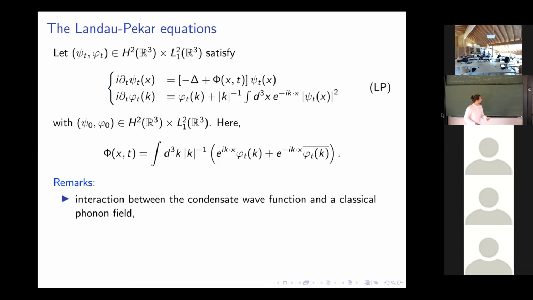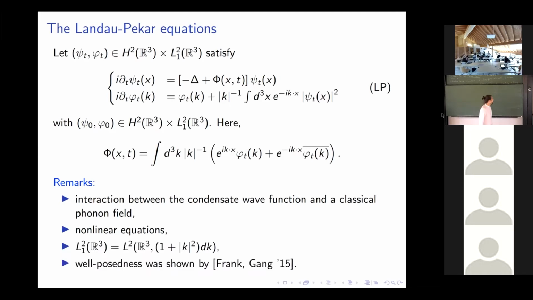So we see that the condensate wave function interacts with the classical field, and the classical field has as a source term the density of the condensate wave function. So this is a nonlinear equation. However, I would like to point out that in the scaling here, we don't have this factor of alpha squared here, like in the strong coupling limit. And therefore, these equations don't have this adiabatic nature, which happens because of the separation of the time scales.